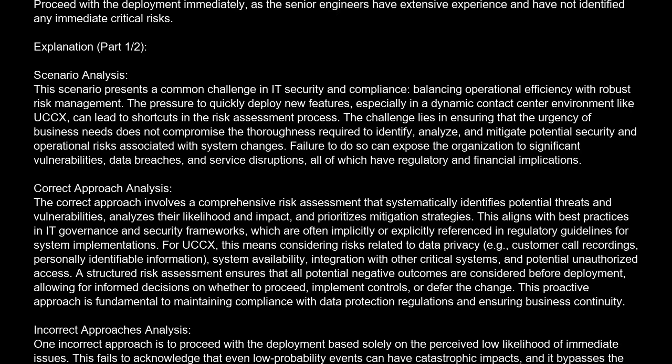The correct answer is B. Proceed with the deployment immediately, as the senior engineers have extensive experience and have not identified any immediate critical risks.